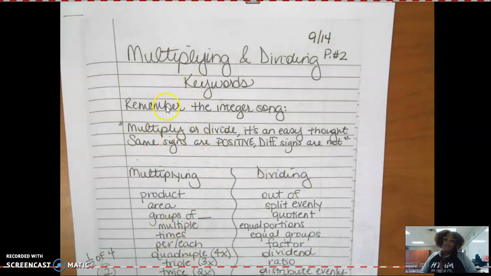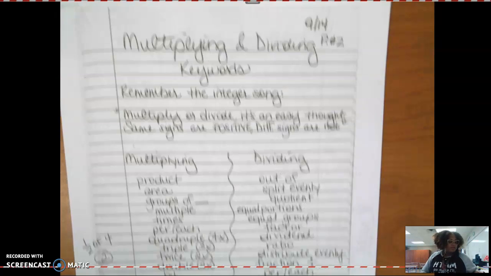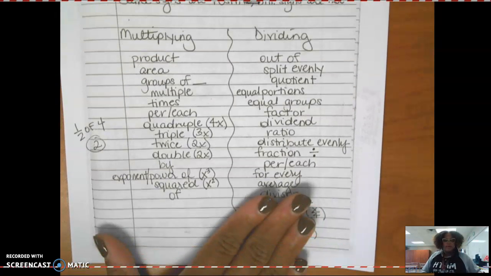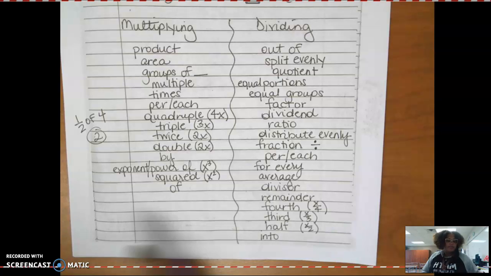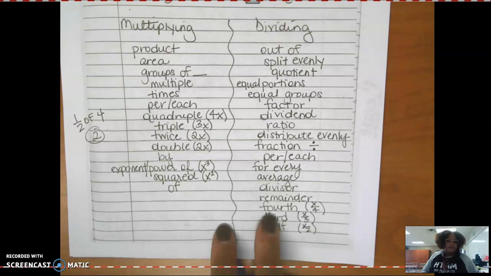Alright, these are the notes from today on multiplying and dividing keywords and other rational number operations. This is a reminder for the integer song, multiply or divide. It's an easy thought, same signs are positive, different signs are not. And then these are some of the keywords that we came up with in class today. If you do not have this filled out, please pause this video and copy these words here.